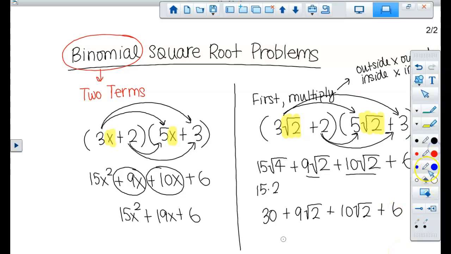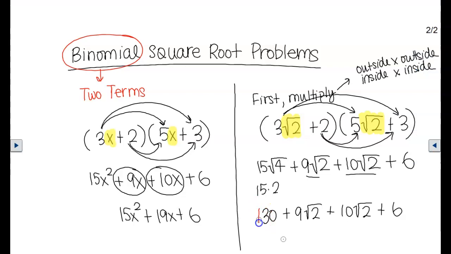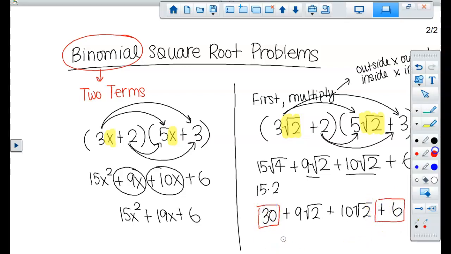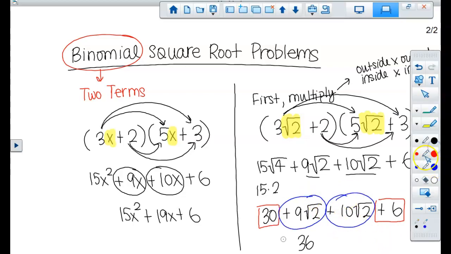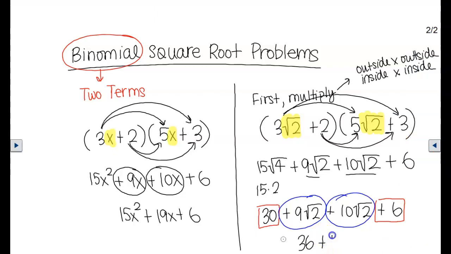All right, and now we can do our adding and subtracting. So we're going to combine the like terms. So when I look at this, I can do the 30 plus the 6. 30 plus 6 is 36. And I can also do the 9 square roots of 2 plus 10 square roots of 2, which would be 19 square roots of 2. So 36 plus 19 square roots of 2 would be my final answer.